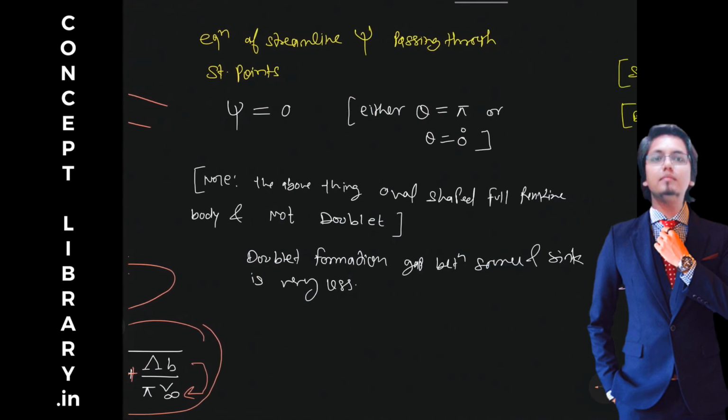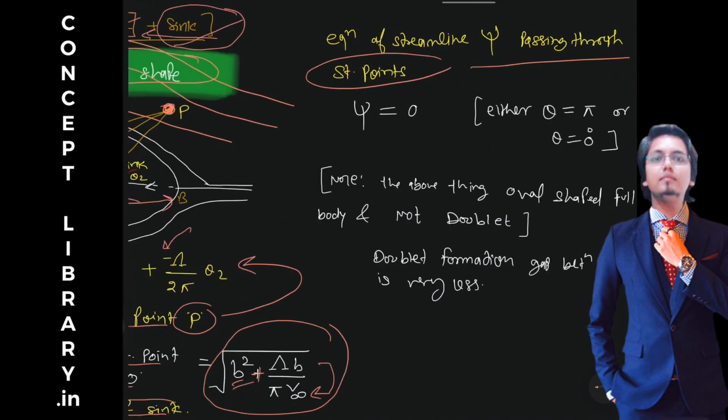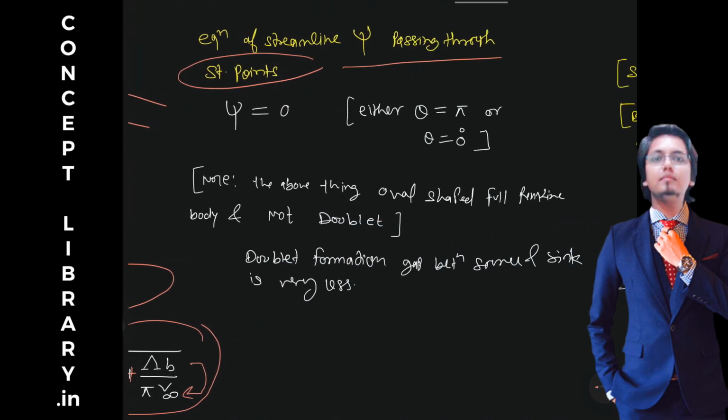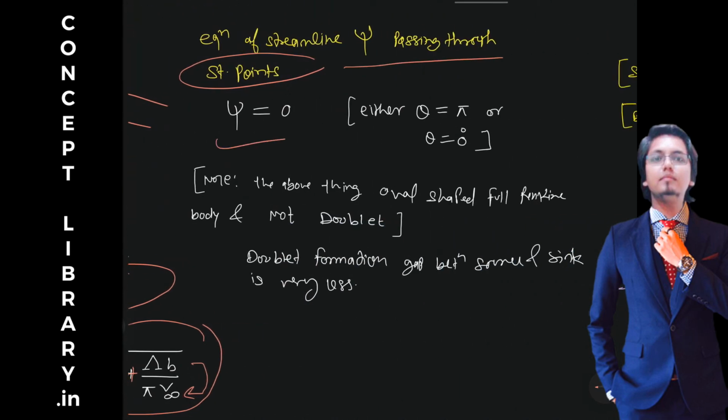Then the equation of the streamline passing through the stagnation points: we have a stagnation point here, so the streamline passing through this is psi equal to 0. And our stagnation point is lying at either theta equal to pi or theta equal to 0. Okay, the above thing is the oval shaped full Rankine body.